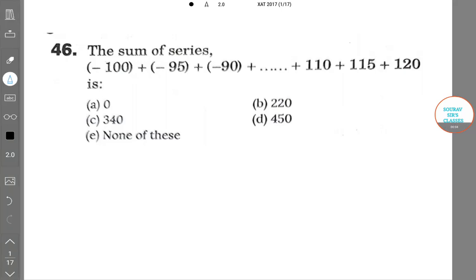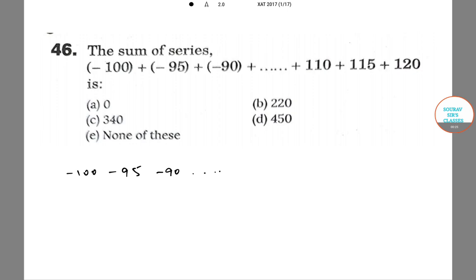The question is, the sum of series minus 100 plus minus 95 plus minus 90 and so on up to plus 110 plus 115 plus 120 is. So this series can be written as minus 100 minus 95 minus 90 and it goes on, and so plus 100 plus 105 plus 110 plus 115 plus 120.